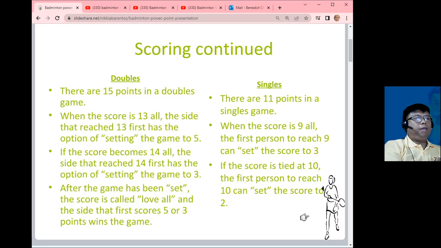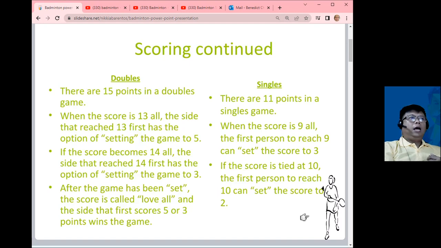You should be able to have a 2-point advantage, and you should be able to finish one whole set before going into the other side. Please be guided that after our game has been set, the score is called love all, and the side of the first score of five or three wins the game. So technically we play either five sets just like in volleyball, or best of two out of three games if it's going to be a modified.